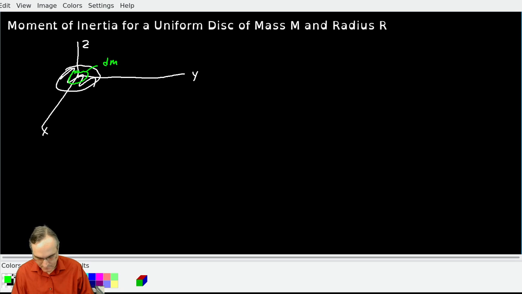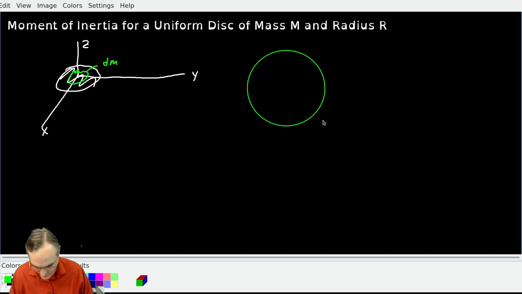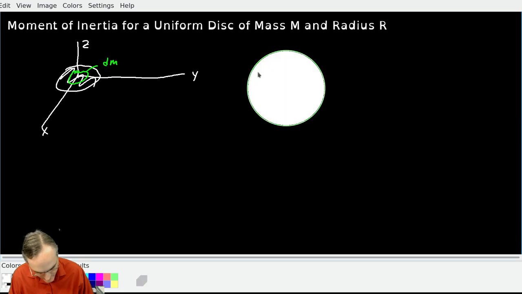All right. The reason we will use a ring is pretty straightforward. It is because we've already got the idea that a ring has this nice constant moment of inertia. It depends on the radius of the ring. So let's get our ring out here.